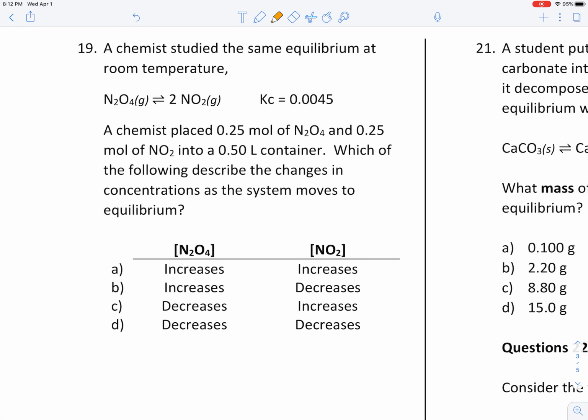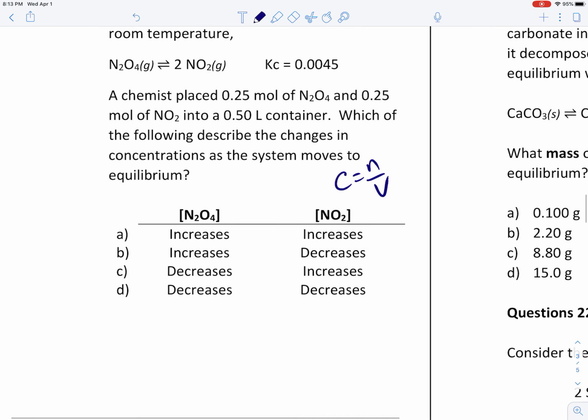Number 19, pause and give that a try. So it's the same reaction we saw a moment ago, N2O4 decomposing into NO2 gas, and the Kc is 0.0045. The question says you put 0.25 moles of each of the two gases in a 0.50 liter vessel. As soon as I see moles and liters, the formula C equals n over V jumps into my head. The question is, which of the following would describe the change in concentrations as we approach equilibrium? And we're looking for the N2O4 increasing or decreasing, and the same for the NO2.